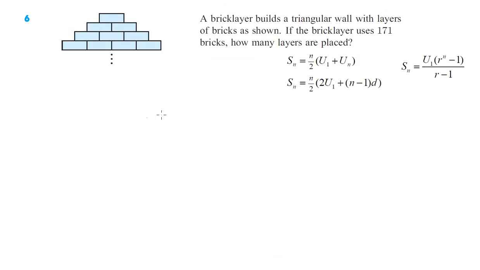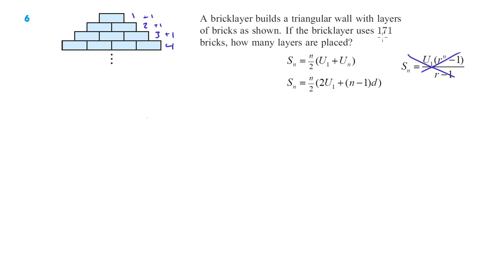A bricklayer builds a triangular wall with layers of bricks as shown. If the bricklayer uses 171 bricks, how many layers are placed? So first, let's just think of these individual layers. So this is 1, 2, 3, 4 bricks, right? So we're adding one brick each time to get to the next layer, right? So that means it's arithmetic.